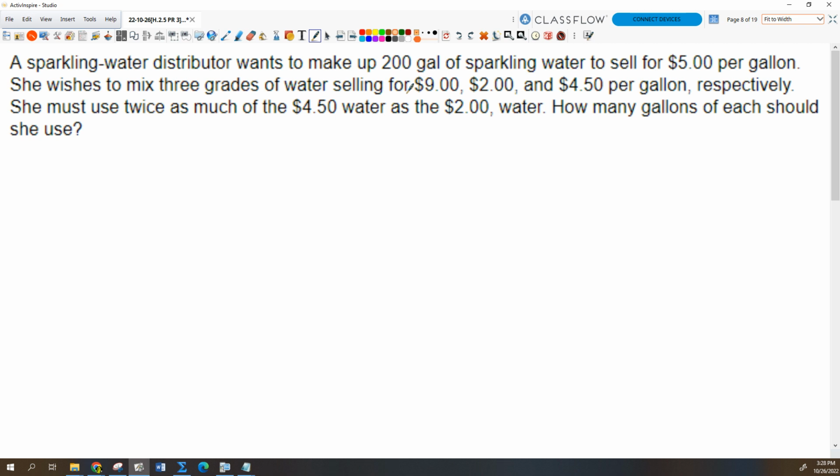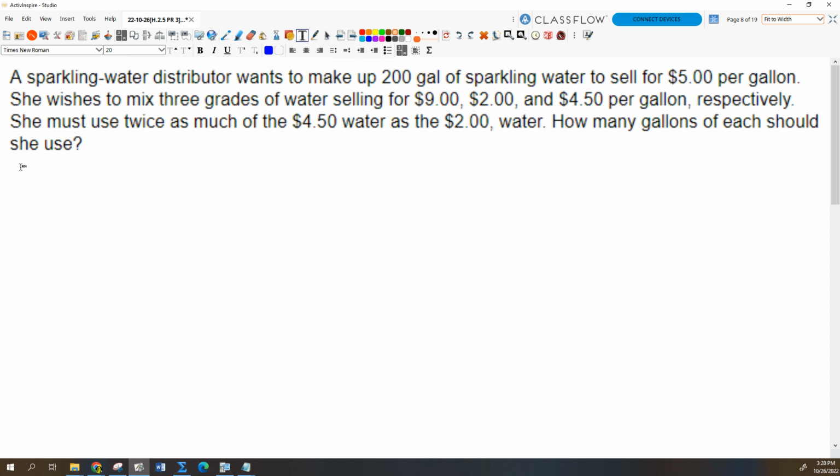Well, look, she's using 3 grades of water. One of them, the expensive grade, is $9 per gallon. The cheapo grade is $2 per gallon. The medium grade is $4.50 per gallon. Okay, so let's define our variables here. I'm going to do you a favor and type this instead of writing it.